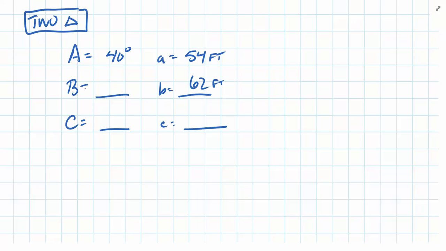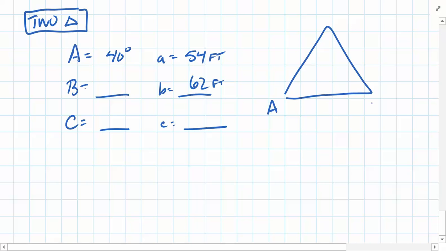All right, here's two triangles. Well, first of all, I don't even know what I'm dealing with here, so I'm going to draw a picture. I'm a visual kind of guy. So here's A, here's B, and here's C. I know this is 40 degrees. I know that across from this is 54 feet. And across angle B is 62 feet.